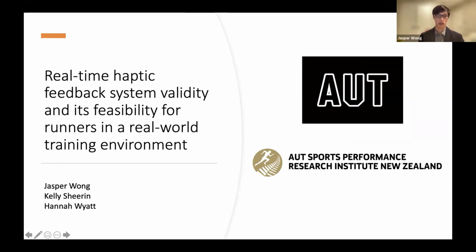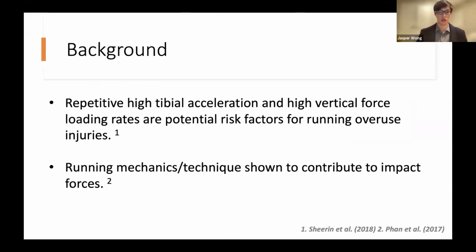Thanks everyone for being here. And also thanks to Kelly, Sharon, and Hannah White for being part of this project as well. So just a bit of overall background. When it comes to running overuse injuries, there are a number of different potential risk factors, some of which include high tibial accelerations and high vertical force loading rates, which are both related to landing impact forces. So running mechanics or running technique is one factor that can contribute to the magnitude of these forces.